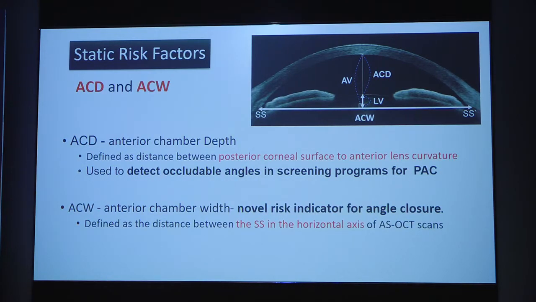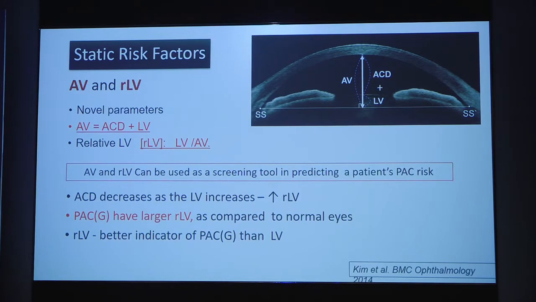Anterior chamber depth, we all know. Anterior chamber width is the distance between the two scleral spurs. This is again a very recent parameter, and it is an indicator for angle closure. So this is still under research. Another is anterior vault, which is an addition of anterior chamber depth and lens vault. So relative LV is calculated, which is lens vault upon the anterior vault, and this is again a good tool for prediction of a patient's risk of primary angle closure and is used as a screening tool.